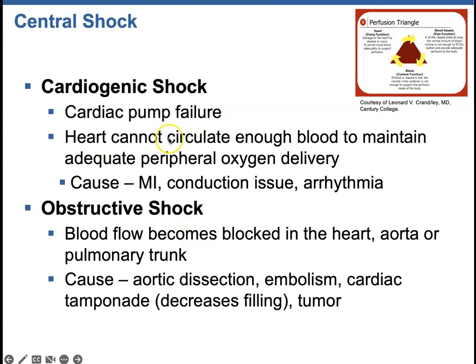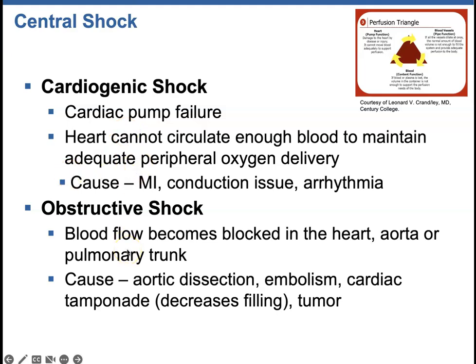So when you have cardiogenic shock, it's the cardiac pump failure. The heart cannot circulate enough blood to maintain adequate periphery, which means you're probably having an MI, right? Heart cells are dying, or there's a conduction issue that is now affecting when the heart is going to contract and the blood is not able to leave, right? So the pump is being affected, or you have an arrhythmia that's affecting the pump. So that's a cardiogenic shock.